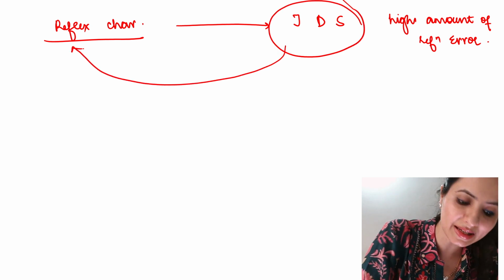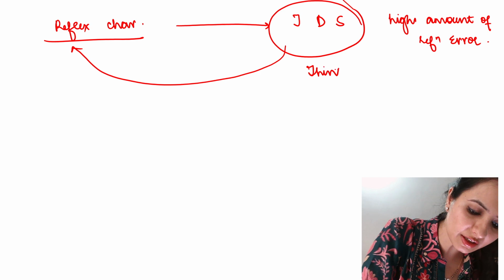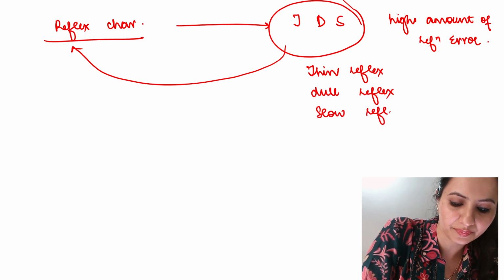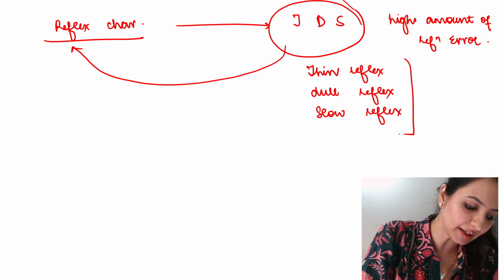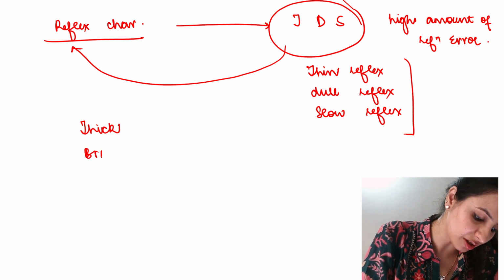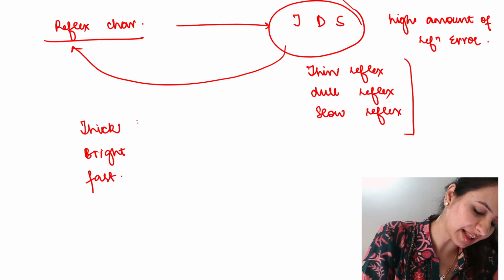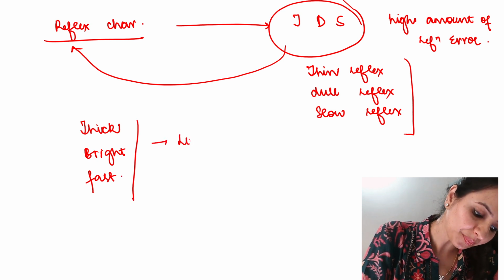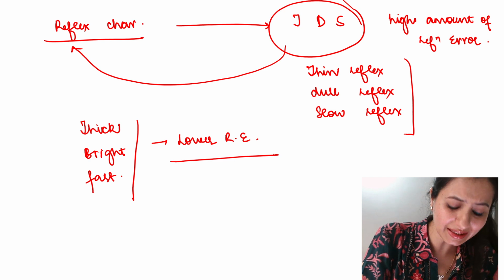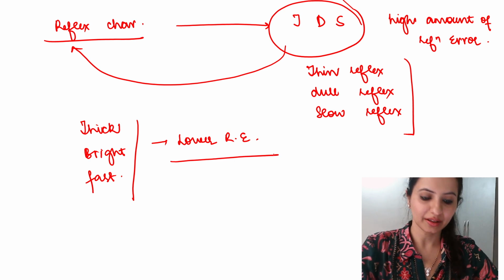Now, what does TDS stand for? A thin reflex, or a dull reflex, or a slow reflex. Okay. On the other hand, if the reflex is thick, if the reflex is bright, or if the reflex is fast, that means the patient has lower refractive error. Right? I hope I am clear in this.